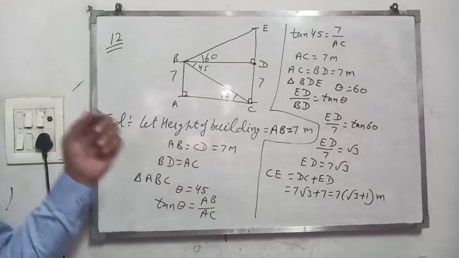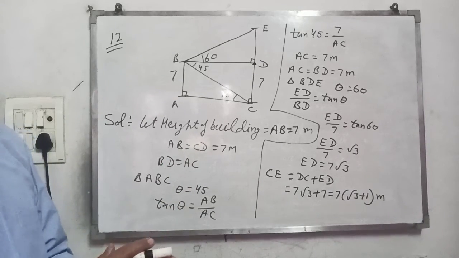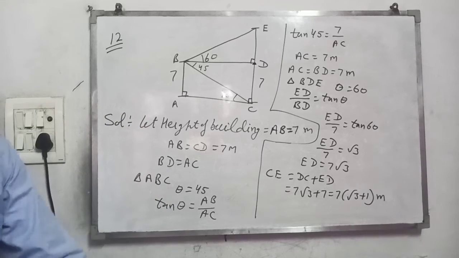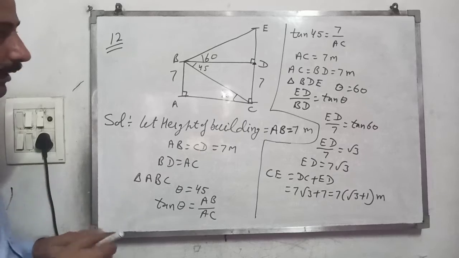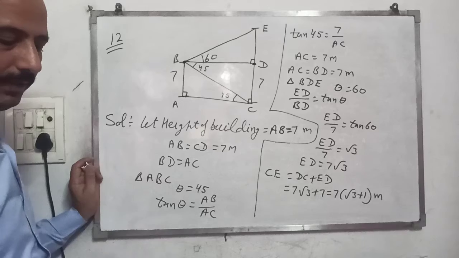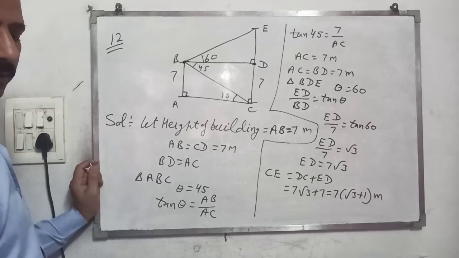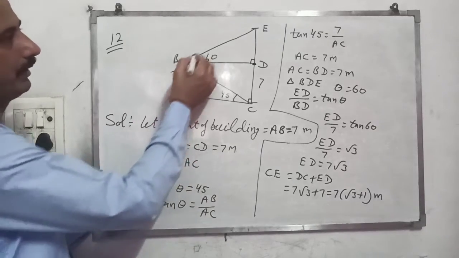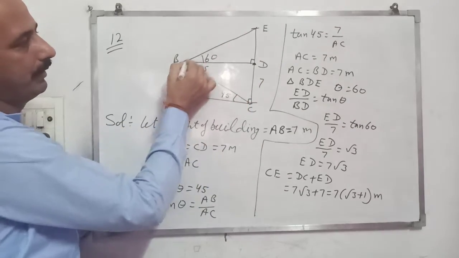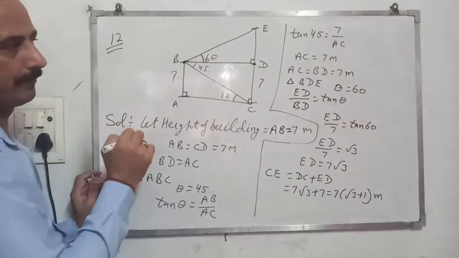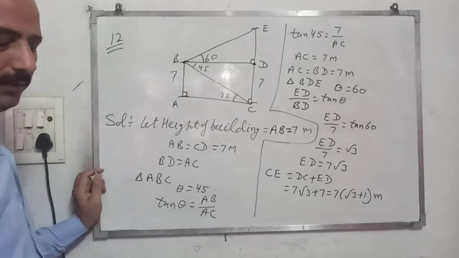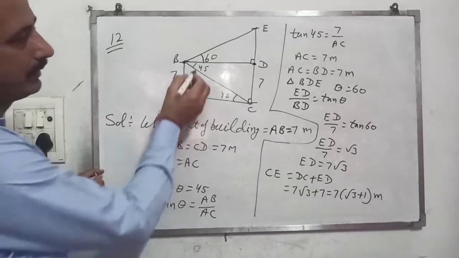So come to the second part of exercise 9.1, that is question number 12. From the top of a 7-meter height building, AB is a 7-meter height building. The angle of elevation of the top of the cable tower, that is C, the tower, from point B is 60 degree, and the angle of depression, that's why it is the second part, is 45 degree.